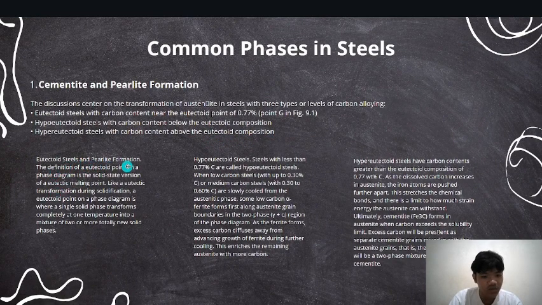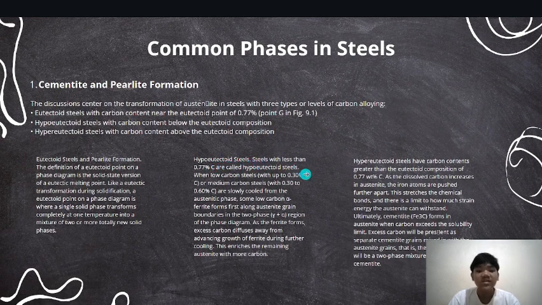Eutectoid steels and pearlite formation. The definition of a eutectoid point on a phase diagram is the solid solution version of a eutectic melting point, like a eutectic transformation during solidification. A eutectoid point on a phase diagram is where a single solid phase transforms completely at one temperature into a mixture of two or more totally new solid phases.